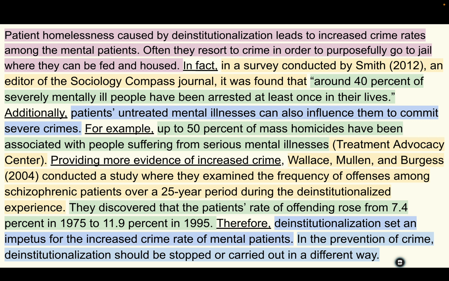You can see here the in-text citations. This one cites Treatment Advocacy Center. So in this case, we're using an organization as an author. This one, the author's name is already used in the signal phrase, so we don't include the citation here. So you can take a look at that as well. Great opportunity to pause and read through this example of what a synthesis paragraph looks like.